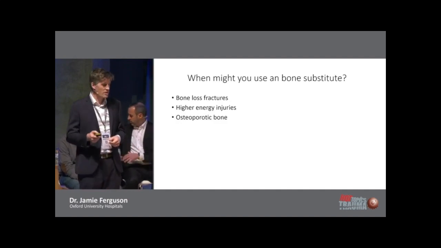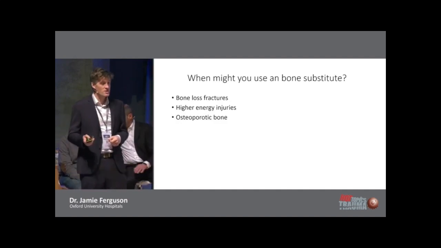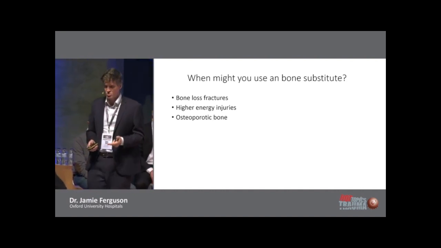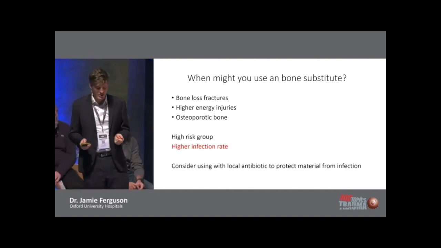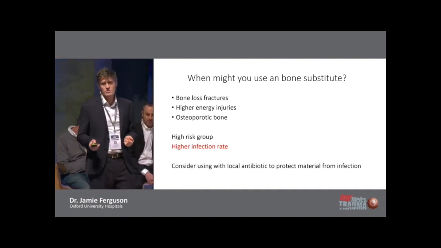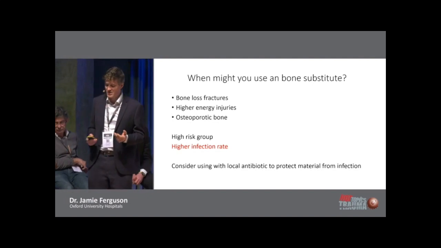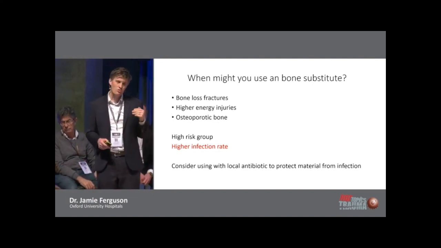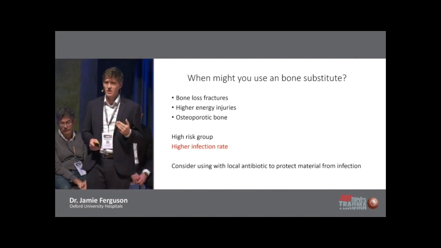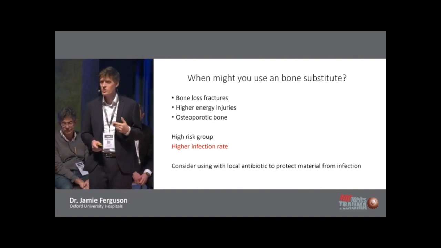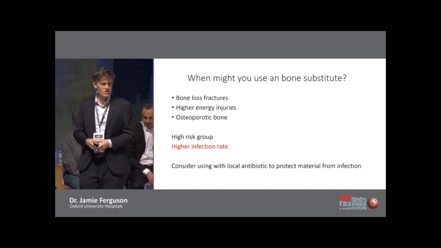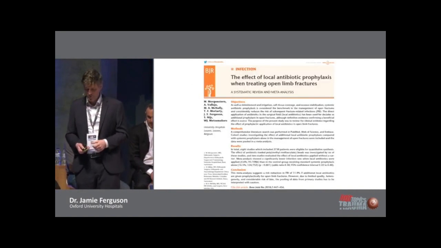So when you think about the cases where you might use bone substitutes, they tend to be those bone loss fractures, high-energy injuries, people with osteoporotic bone. And actually, if you look at that, that's the high-risk group. These are the people that are likely to get problems. So one of the things you might have to think about is if you're using these carriers, should we be protecting the carriers by using antibiotics? So adding local antibiotics to the carrier. Because what you don't want is an open fracture that has this carrier put in that then gets an infection. It becomes very difficult to manage.